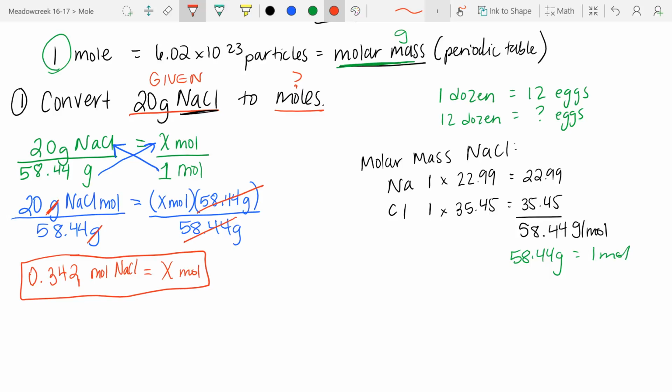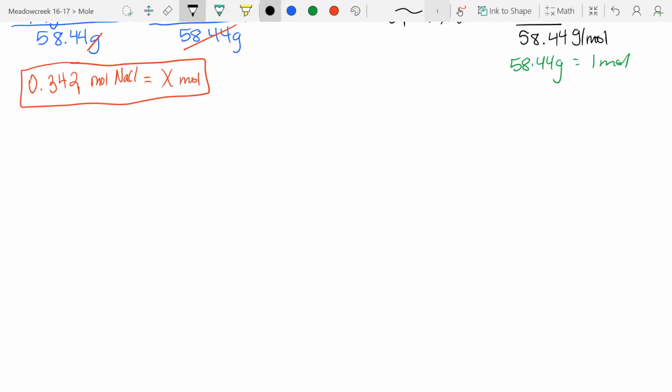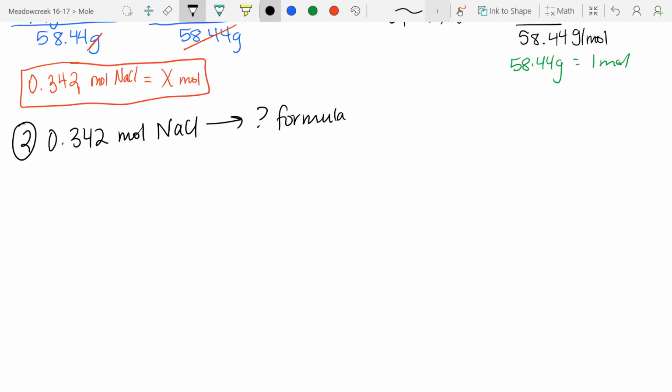Now, what if we use these number of moles and do something similar, but a little bit different? Let's work on a second problem. What if we want to take those 0.342 moles of NaCl that we have, and we want to know how many formula units that is? Are we going to do the same thing? Yes, we're going to use the exact same setup, but we're going to use a different conversion factor.